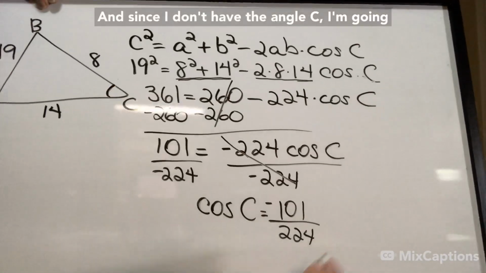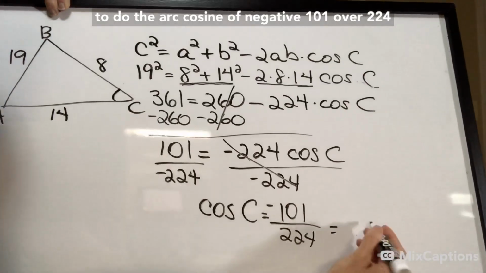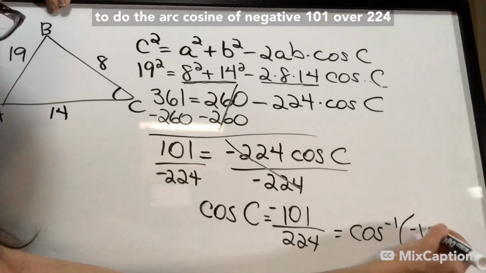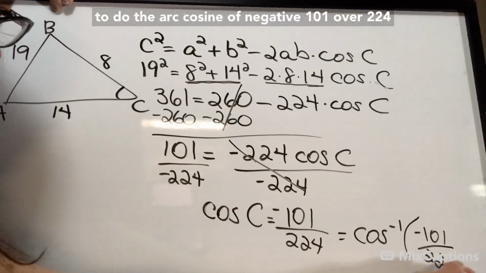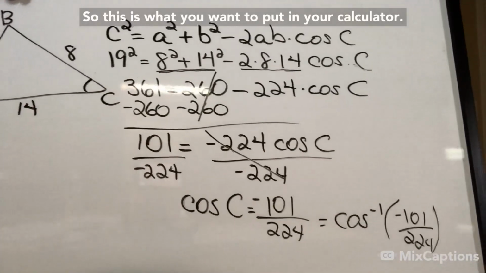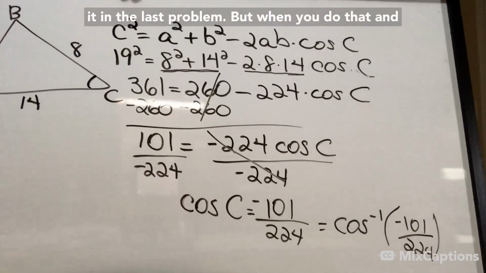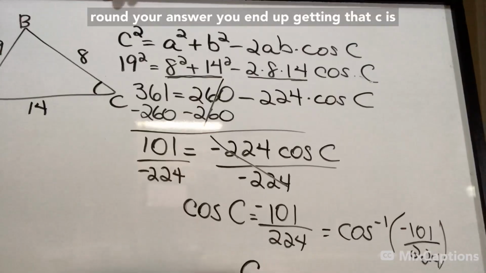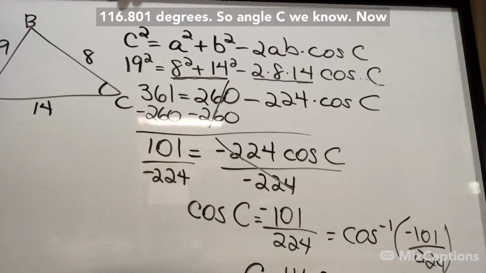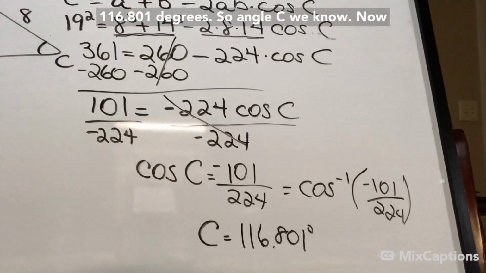And since I don't have the angle c, I'm gonna do the arc cosine of negative 101 over 224. So this is what you want to put in your calculator. I'm not going to show you that since I just did it in the last problem. But when you do that and round your answer, you end up getting that C is 116.801 degrees. So angle C, we know.